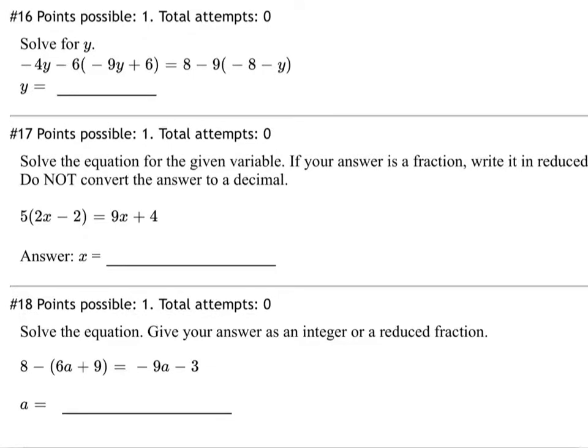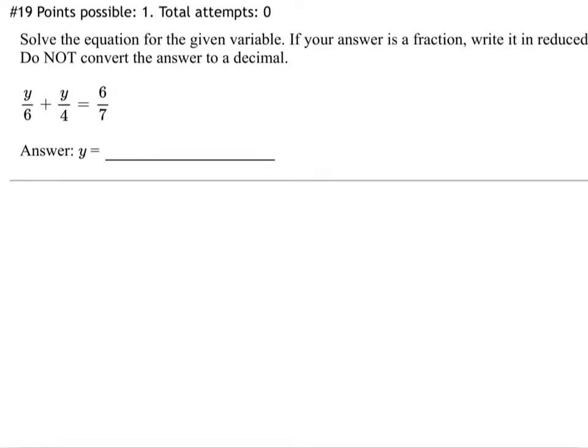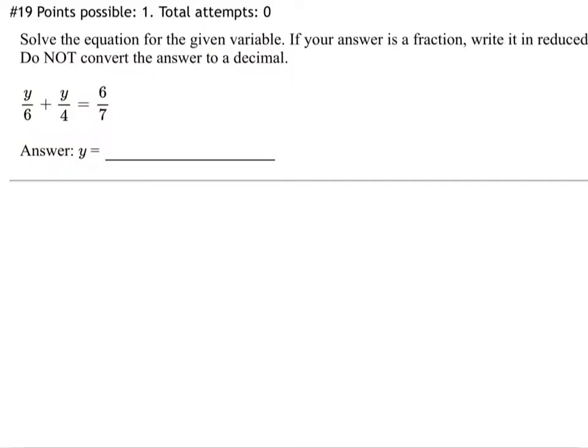All right, so number 19. Let's try that one. Let's follow with 19 right now. y over 6, y over 4, 6 over 7. Okay. Let's do 19, and then we'll go back if we have time. We probably won't. y over 6, y over 4, 6 over 7.